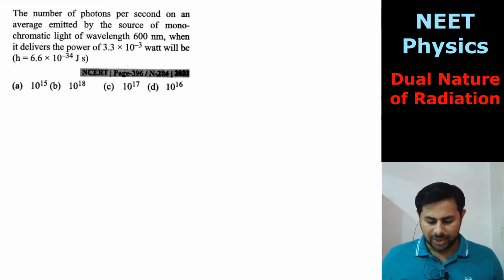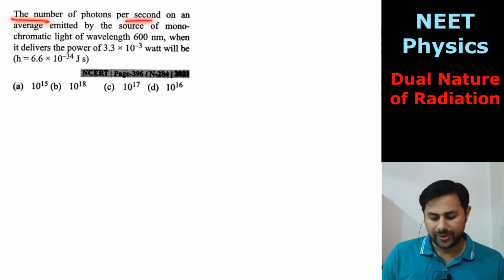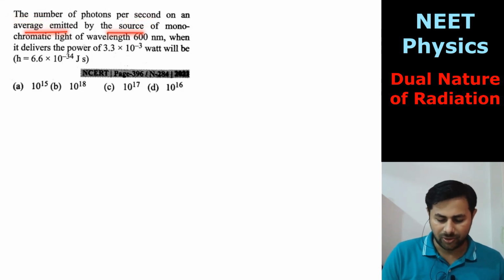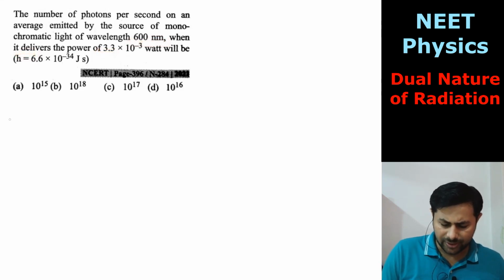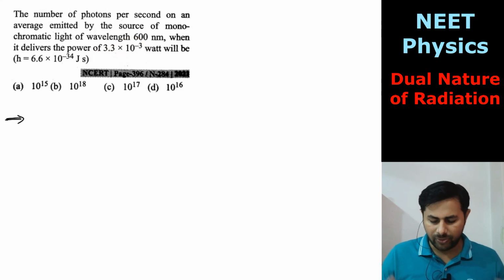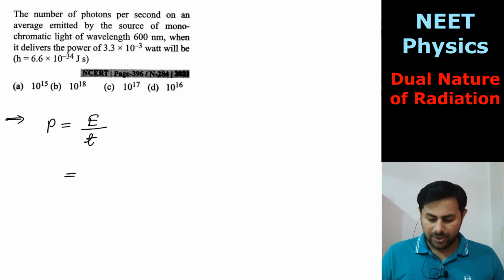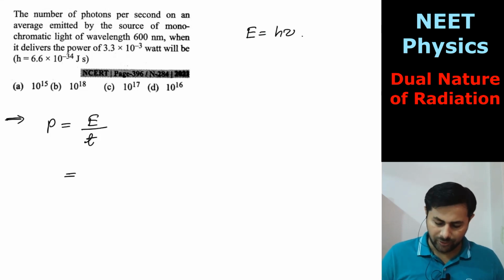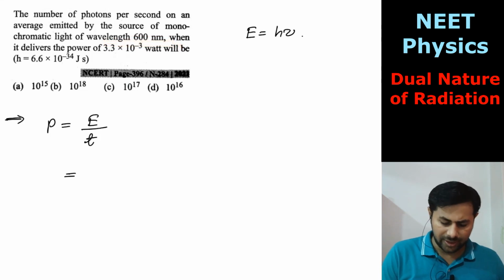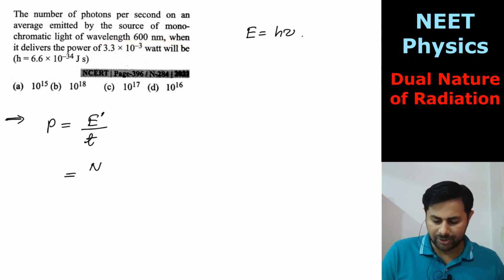Now let us see some numericals based on this. The number of photons per second on an average emitted by a source of monochromatic light of wavelength 600 nanometer, when it delivers a power of 3.3 into 10 raised to minus 3 watt, will be. We want to find out how many photons it will emit. So P is equal to what? We know it's energy emitted per unit time, right? Now the energy of one photon is h nu. What would be the energy of these n photons? Let's call it E prime. So E prime would be equal to n times h nu.